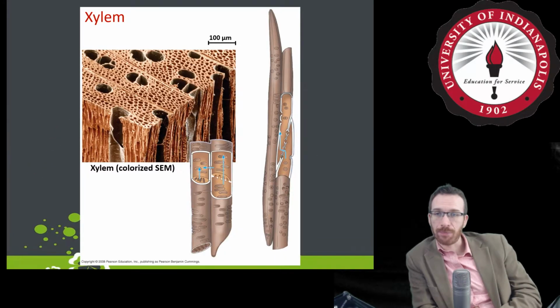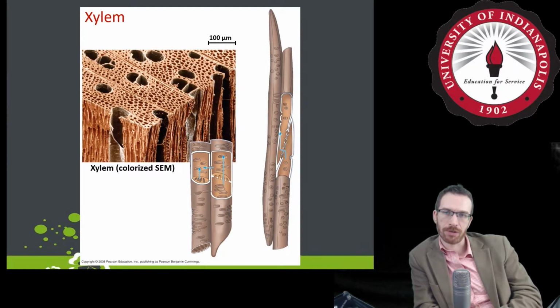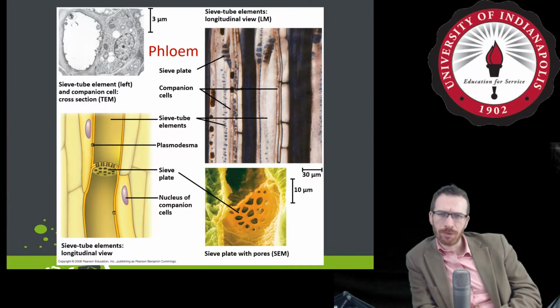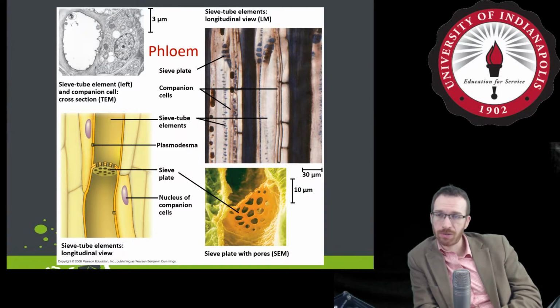And if we look at xylem, notice that it's basically stacks of cell walls put on top of each other. These are all dead at maturity. And then in phloem, we have two main types of cells. As you see on the bottom left diagram there, we have large sieve tube cells, and then we have companion cells adjacent to those. And these are alive at maturity.